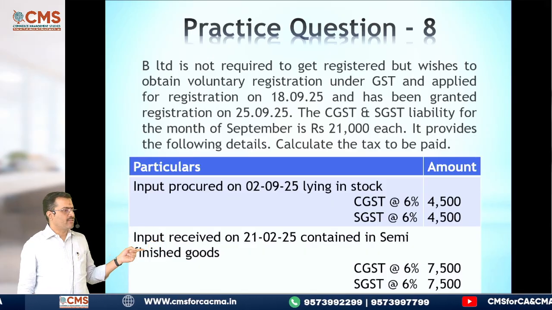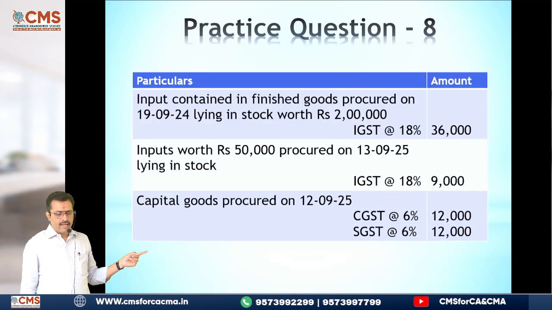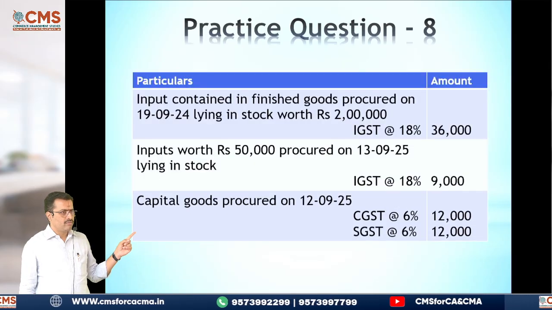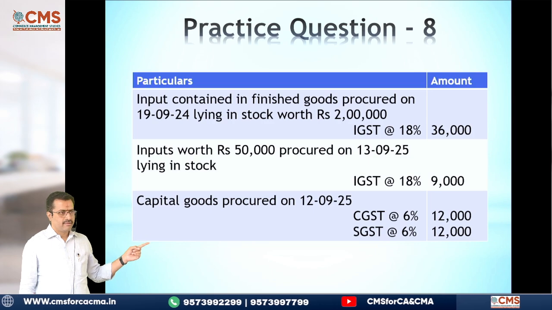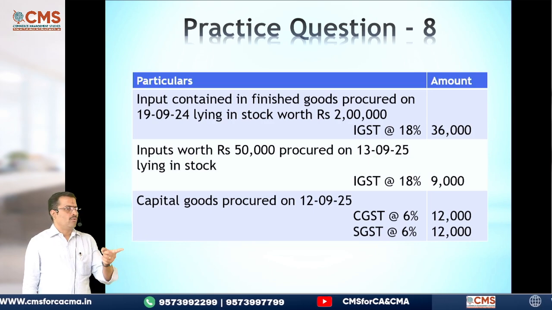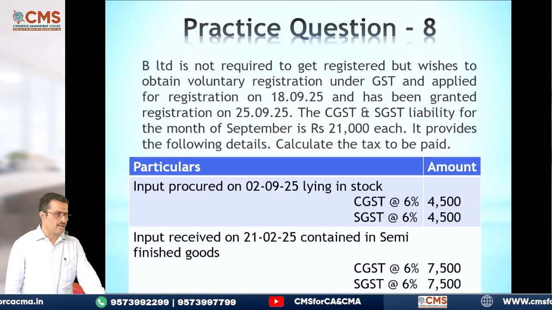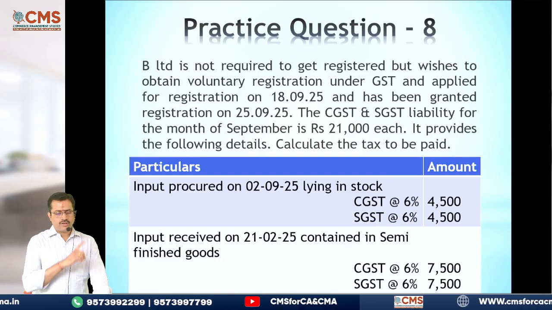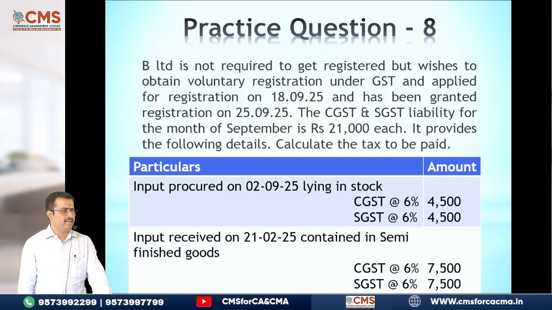Plus 7,500 is available. Then next one is not available anyhow. That next one is only IGST. That will come back. Capital goods is not available. Now, how much is the total of CGST input you got? 12,000. Correct? How much is the output of CGST? 21. So 21 minus 12. Put 12,000 there in CGST.